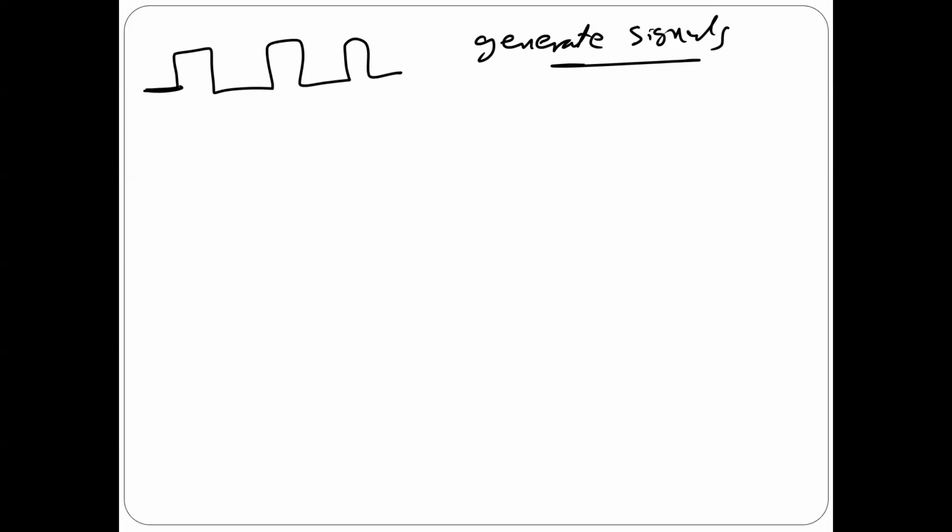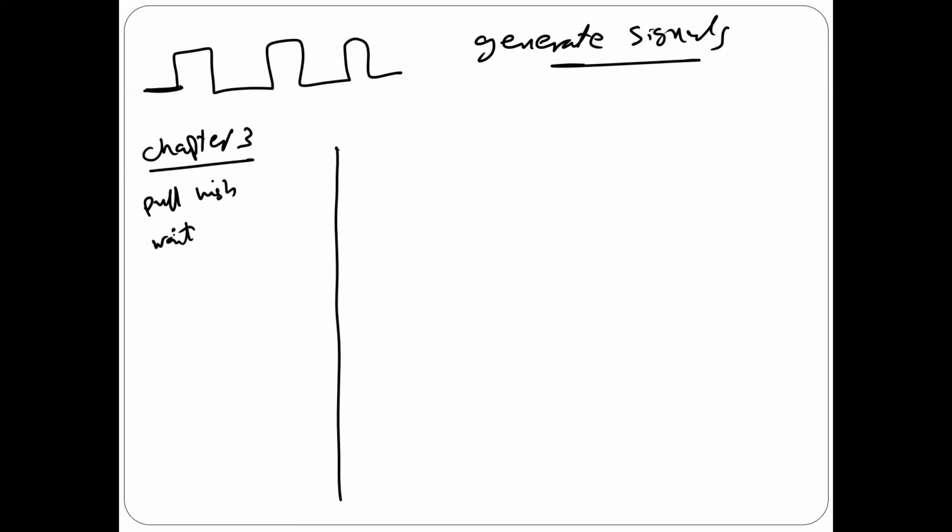Now I'm gonna make a very interesting comparison between three ways. How can you generate signals like this one? I'm gonna tell you three ways. One way, as we did in chapter 3: pull high, wait some time, pull low, wait some time, and then repeat again. So that's what we did in chapter 3 in the flashing LED, right? Pull high, wait, pull low, wait, and so on.